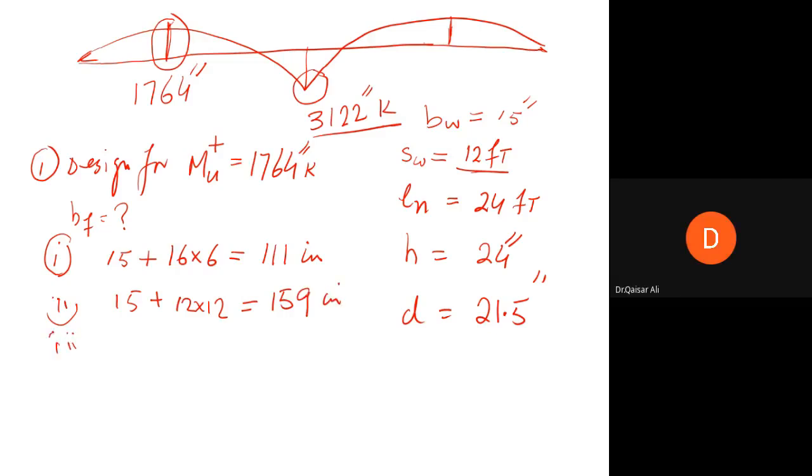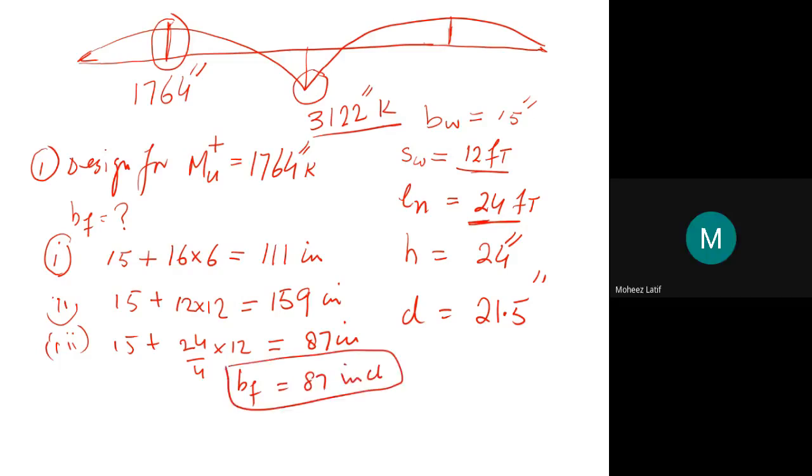Third, 15 plus ln divided by 4. 24 divided by 4 into 12. What value is coming? 87. So how much is BF? 87 inch. Okay.